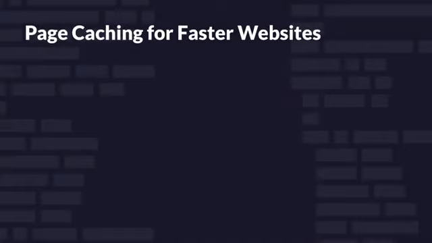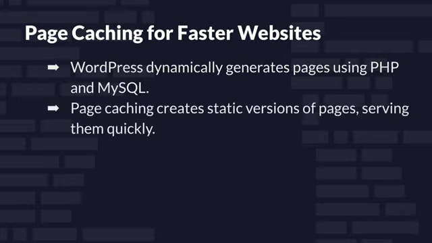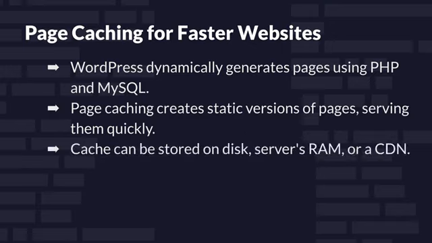1. Page caching. WordPress is a dynamic program by default, so the easiest way to speed things up is to create a static version of your website pages and use redirects to serve those cached files instead of calculating the result again with PHP and MySQL. This cache can be stored on the disk, in the server's RAM, or if you're using a CDN, on a point of presence or edge server.